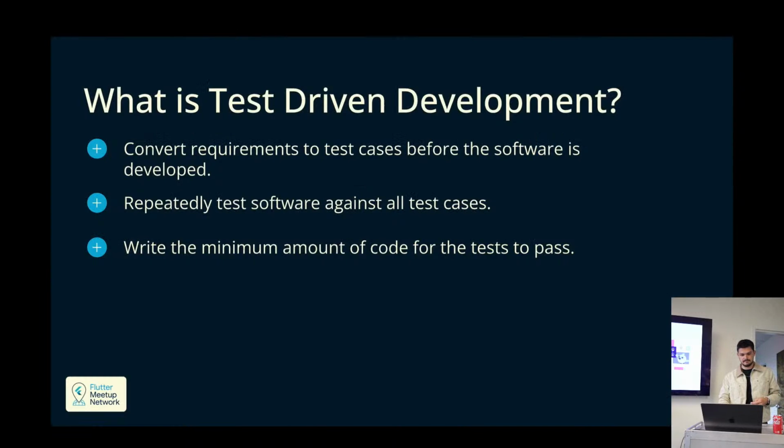Cool. So first, what is test-driven development? Test-driven development is a process where you convert requirements to test cases before the software is actually developed. And then you will repeatedly test software against all of those test cases, and this will allow you to then write the minimum amount of code for the test to pass. So you're going to figure out what you're building, create acceptance criteria, write all of your tests, and then write code to pass those tests, and theoretically you'll have your feature done.